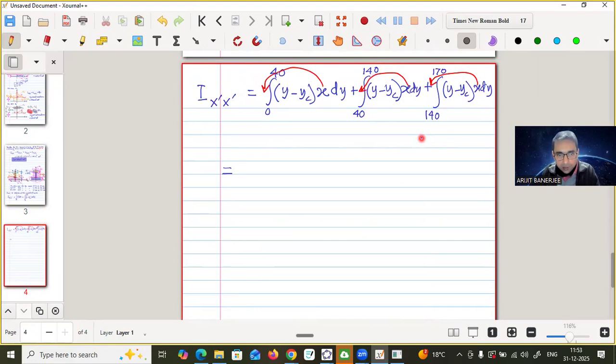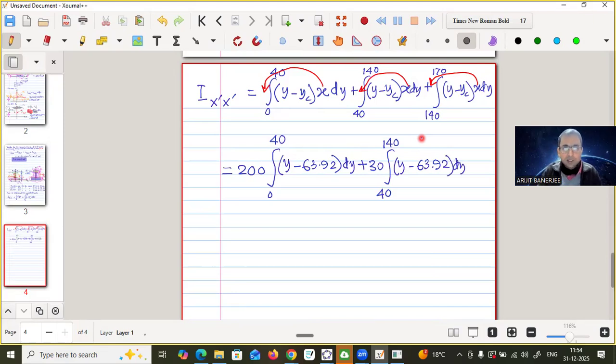So what is that? x is equal to 200 for the first one. 200, 0 to 40, y minus yc. yc means how much? 63.92 dy. Plus, for the next case, x is 30. So 30, 40 to 140, y minus 63.92 dy.